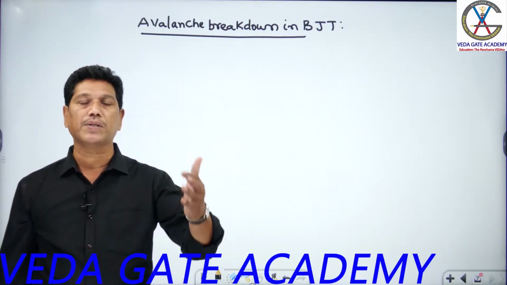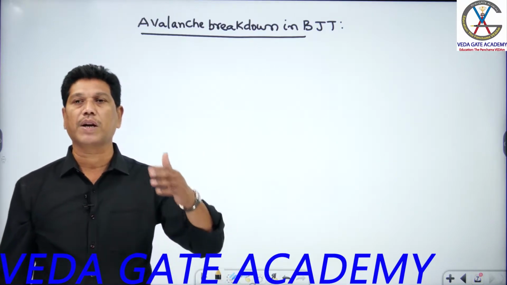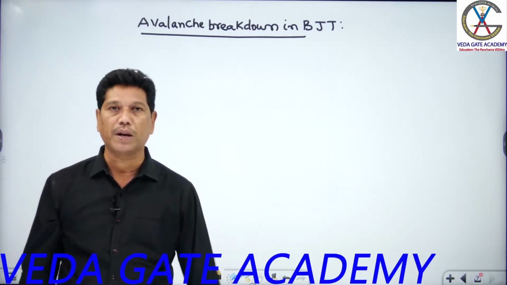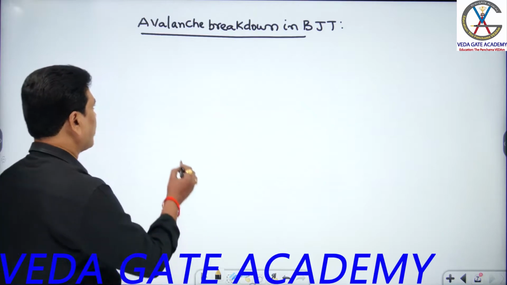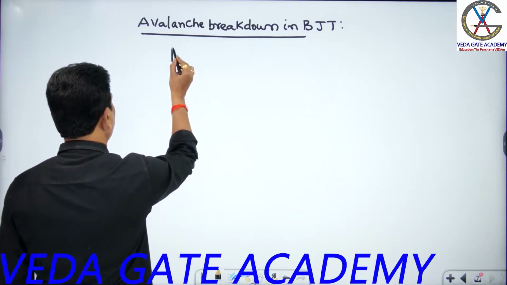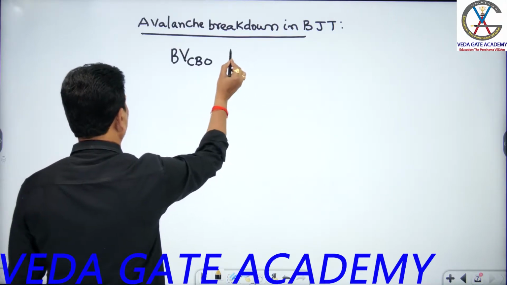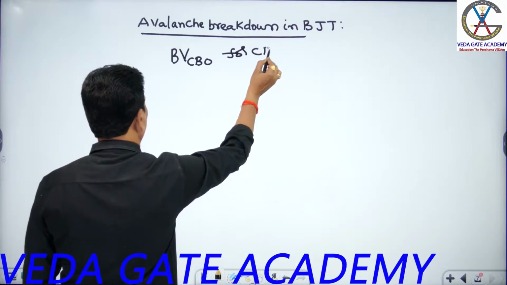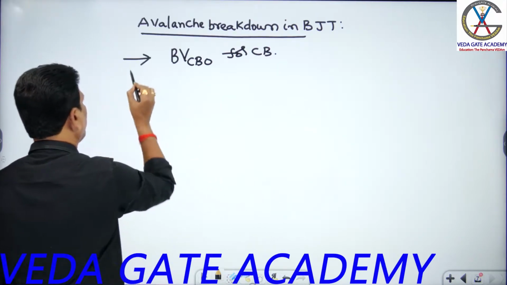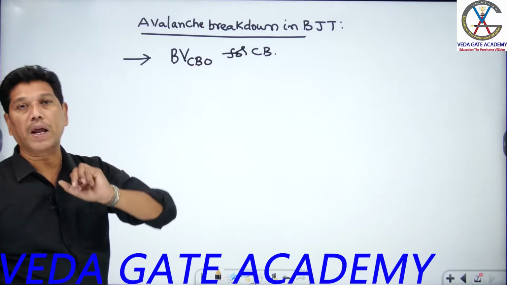Simply you say that BJT in cutoff mode means the input looks like open. So what is this avalanche breakdown voltage, sir? This avalanche breakdown voltage equals BVCBO. This is the avalanche breakdown voltage for common base circuit, students, where BVCBO stands for the breakdown voltage between collector and base terminals with input emitter open.